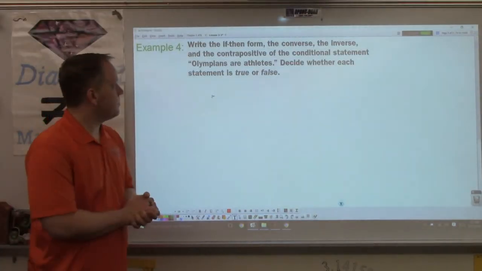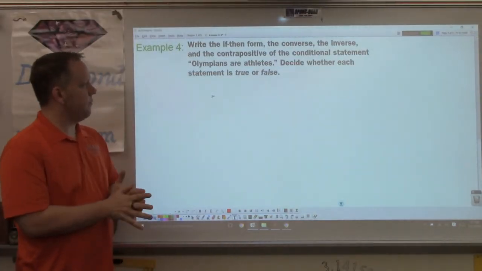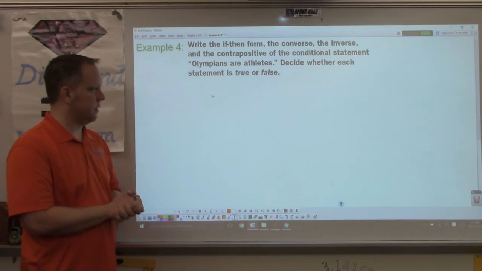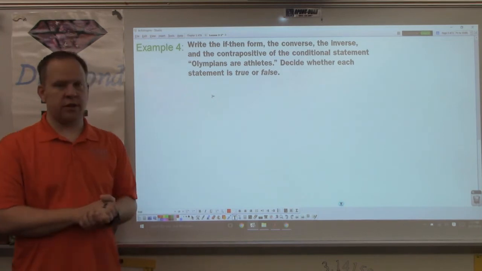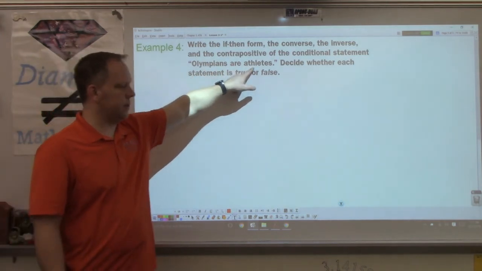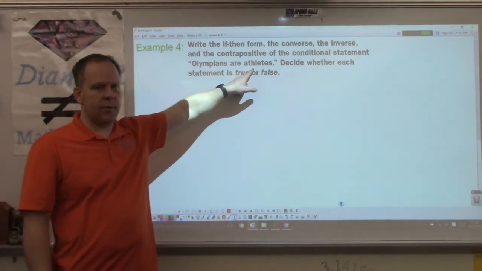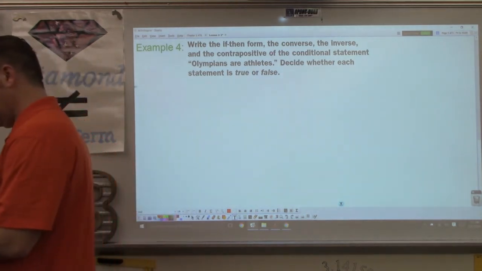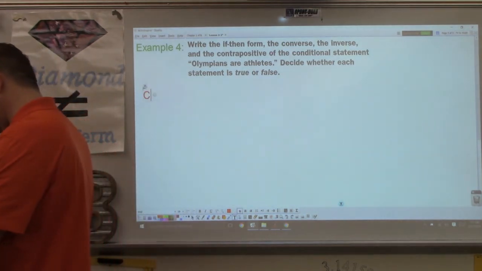Last example. Write the if-then form, the converse, the inverse, and the contrapositive of the conditional statement, Olympians are athletes. Decide whether each statement is true or false. So right now I have the sentence, Olympians are athletes. So the first thing I want to do is make this an if-then sentence. I want to come up with my conditional statement.